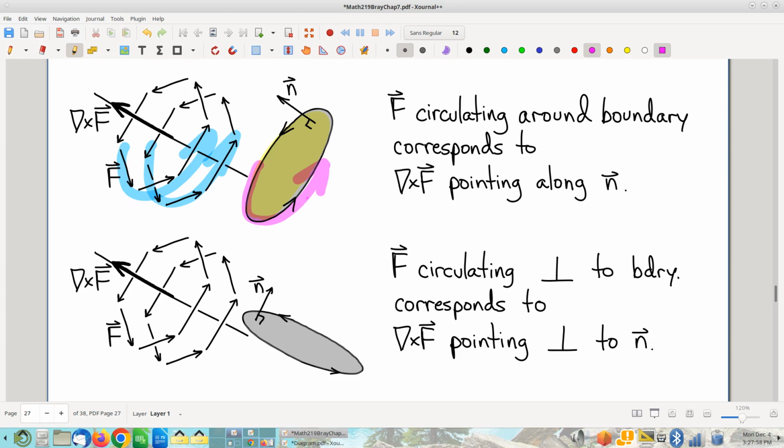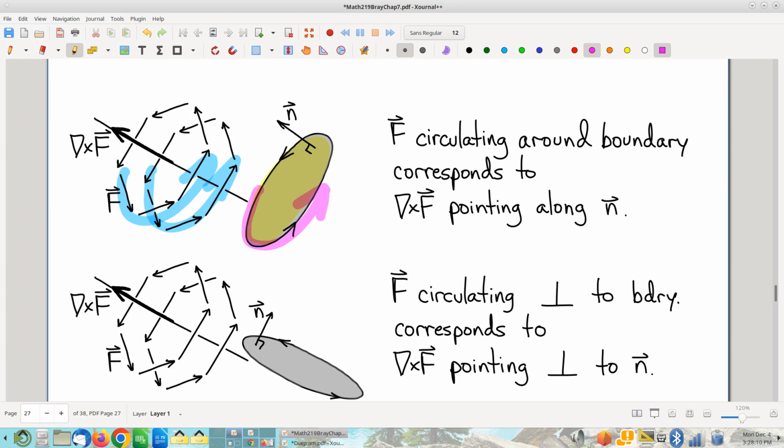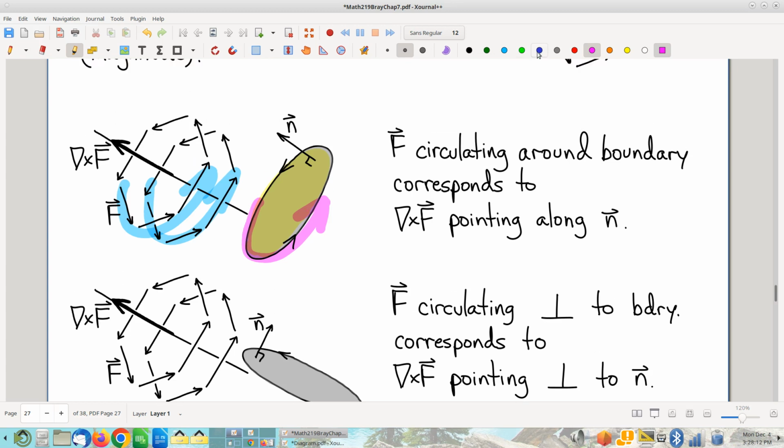Because again, what is circulation? Circulation is a line integral. Line integrals measure the extent to which the fluid is going along the boundary. So a lot of circulation here. So what does the curl vector have to do with this? Notice that the curl vector in this case is pointing in the same direction as the normal vector.